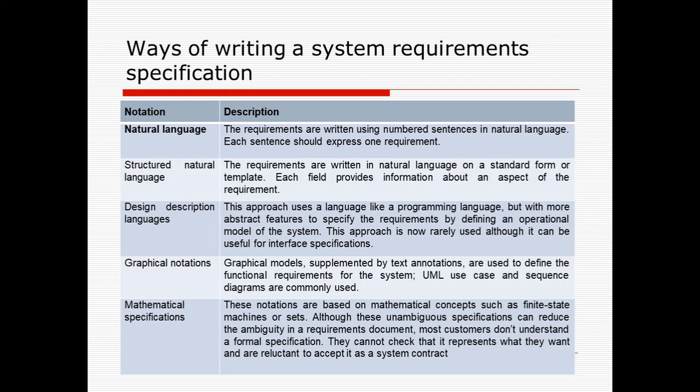So if something is written with finite state machines or sets, the customer won't be able to understand whether their requirements are being specified there or not. Even though it is included, they may not be able to understand such symbolic terms, so they may feel reluctant to accept the system contract. But with the mathematical specification, the requirements can be specified very clearly in unambiguous terms. Okay, so these are different ways to specify the requirements in the requirement document.